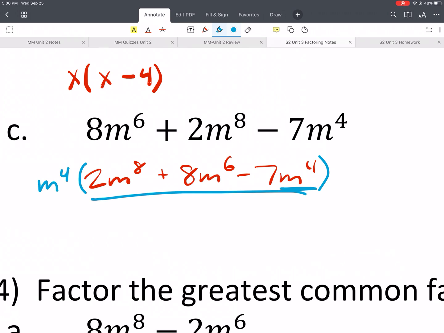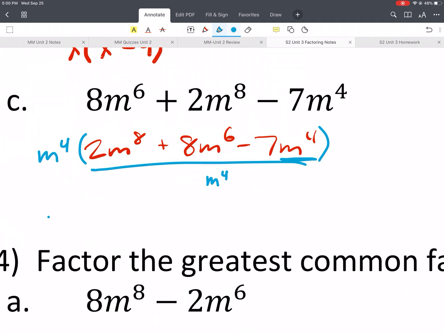We divide top and bottom by m to the 4th. So we'd still have m to the 4th on the left side. Okay, 2, can't simplify the 2, but we have m to the 8th divided by m to the 4th. So 8 minus 4 gives us m to the 4. So basically we're taking away 4 m's, leaving us with just 4 m's.